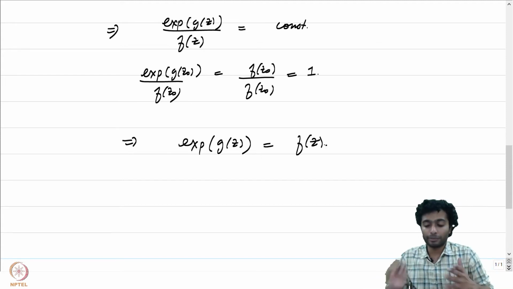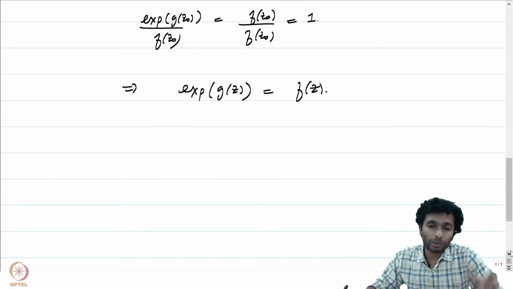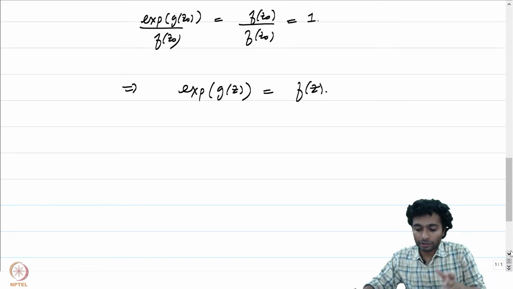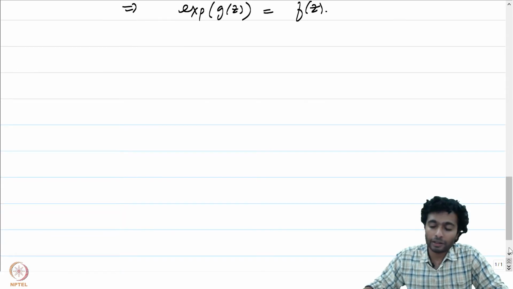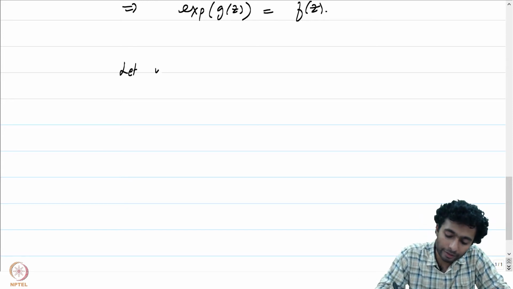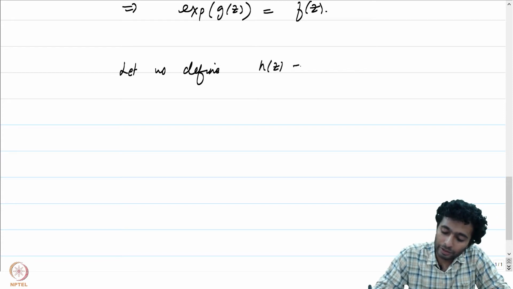If you notice, we have just mimicked what was done when we wanted to catch hold of a holomorphic branch of the logarithm function. This is the logarithm of a function f, but yes, this is a worthwhile exercise to go through once more. And finally, let me just define h of z to be equal to exp of g of z by n.